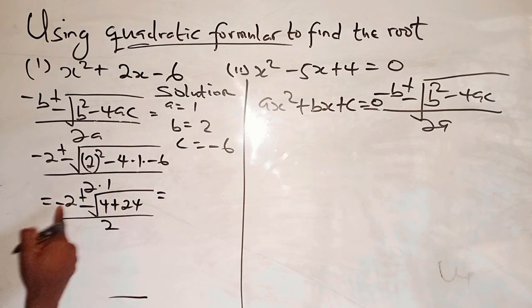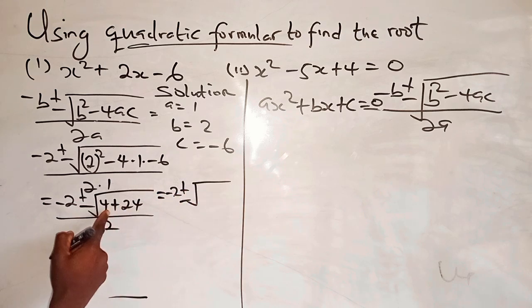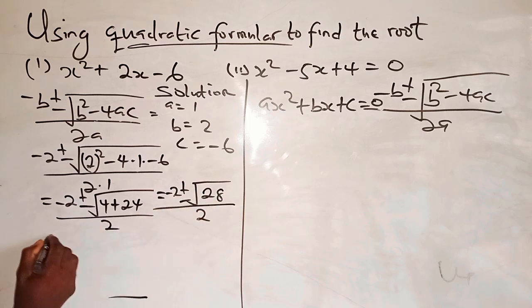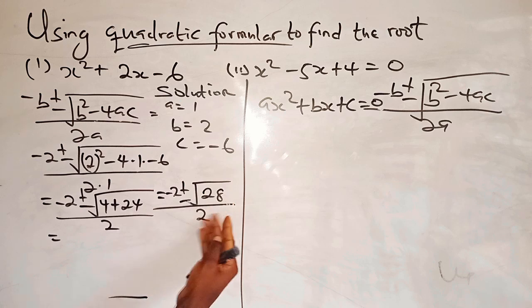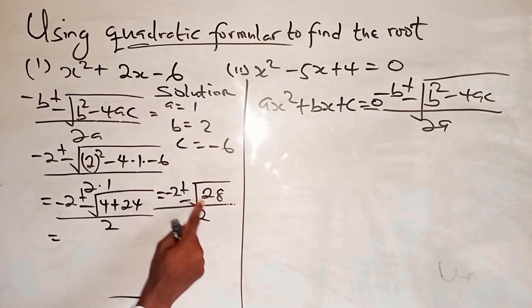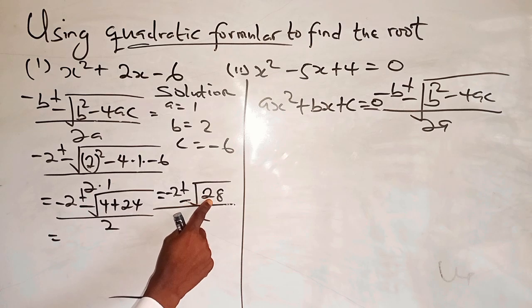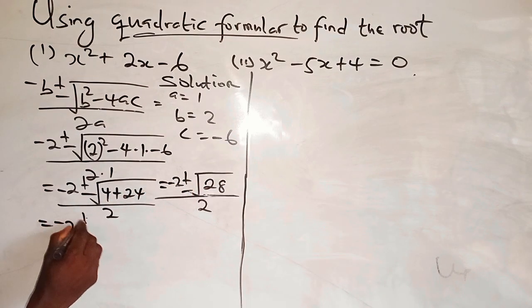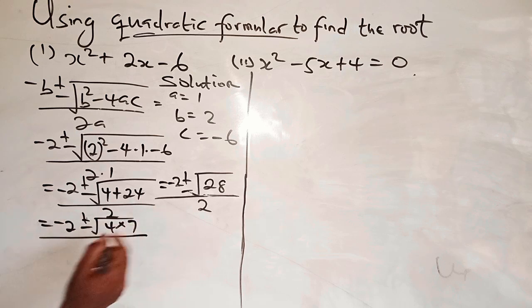From here, I have minus 2 plus or minus the square root of 24 plus 4, which is 28, divided by 2. This is a non-perfect square, so we have to factor it and look for a factor whose square root we can easily find. For 28, 4 times 7 is 28, so I can write this as minus 2 plus or minus the root of 4 times 7, divided by 2.